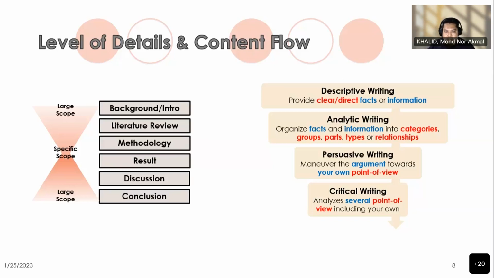So to write this background or intro, we basically use descriptive writing. But for the literature review, you need to consider everything. Meaning you need to organize the facts, make your own argument, and compare with other people's arguments and so on. And you have to be very precise and concise and descriptive of what you're going to tell.